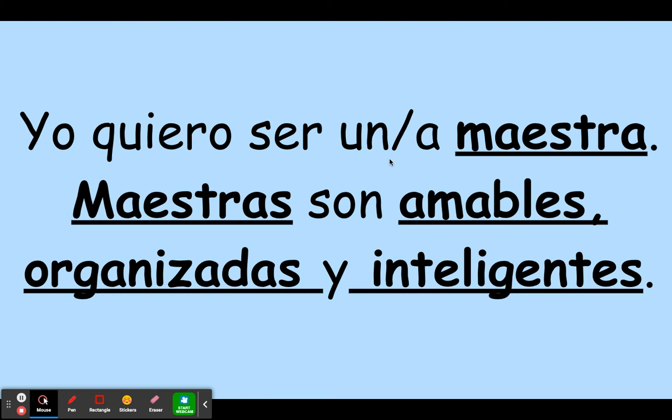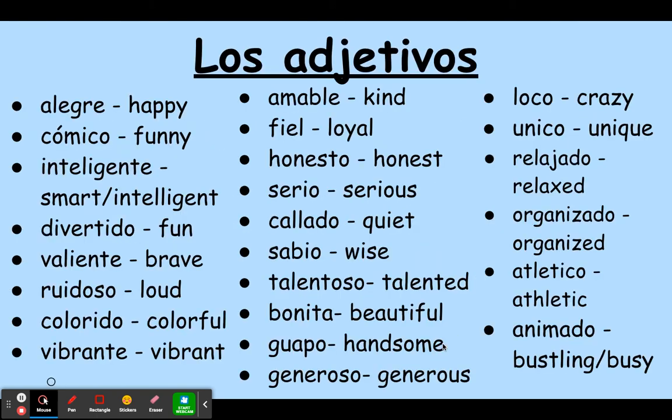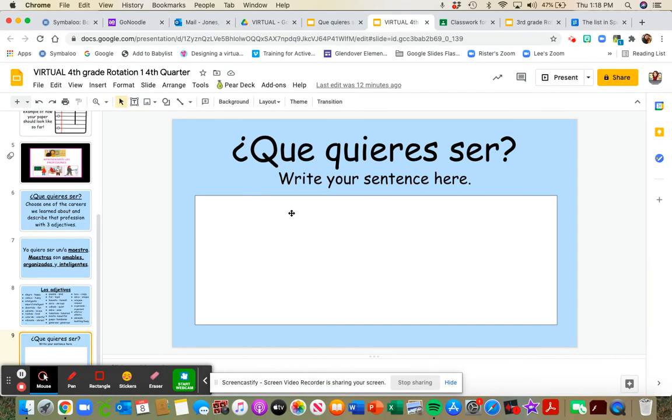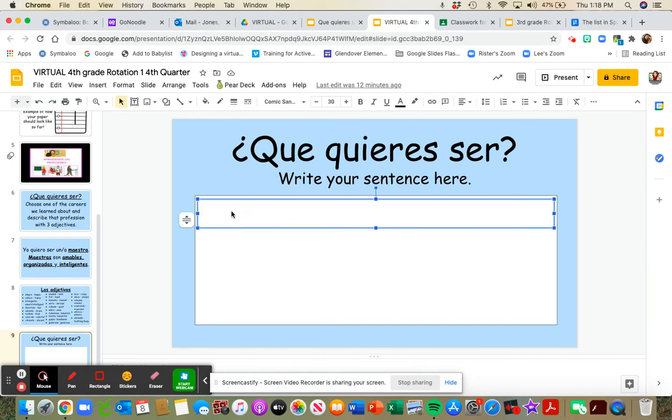So you will take this part of the sentence, yo quiero ser un or una, and then you would put the profession. So if you wanted to be an enfermera, a nurse, you would say, yo quiero ser una enfermera. And then you would describe the nurse. Enfermeras son blank, blank, y blank. So you're going to do the same thing. This is a list of adjectives you can use. This list will be in your assignment that I will show you in just a second. And this is where you will put in your information. So all you'll have to do is click into the slide and you will be able to type your sentence.